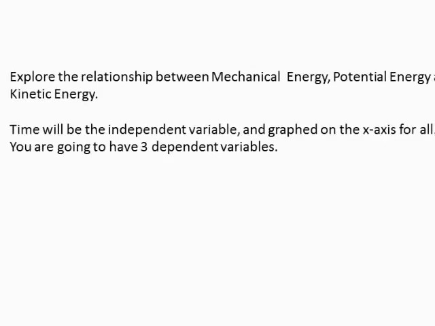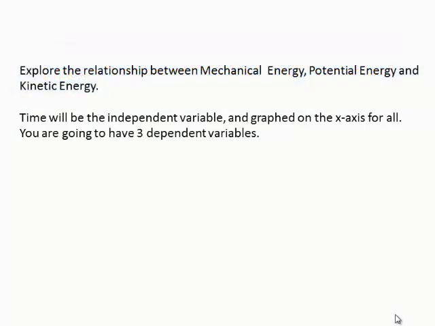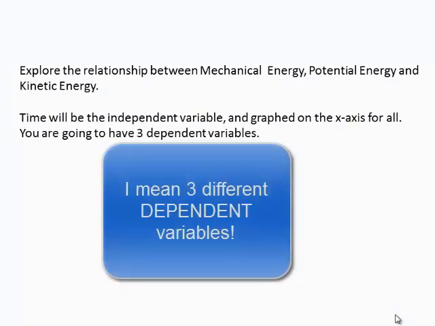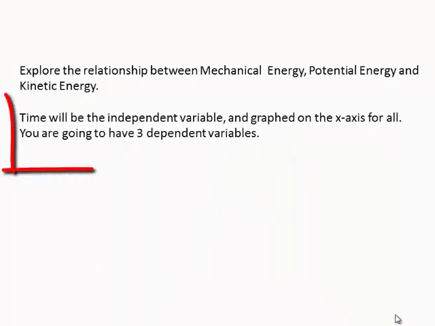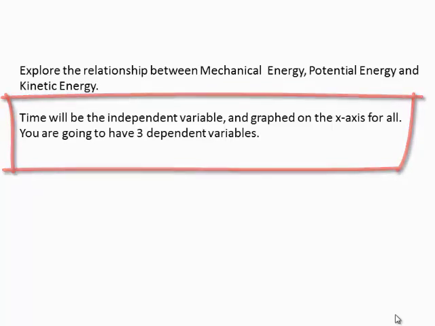So this can all be summed up as the purpose of this lab is to explore the relationship between mechanical energy, potential energy, and kinetic energy. Because we're exploring the relationship between three different things, you're going to have three different dependent variables: mechanical, potential, and kinetic energy. What you have in common with all of those is going to be time. So time is your independent variable, and the three energies are your dependent variables.